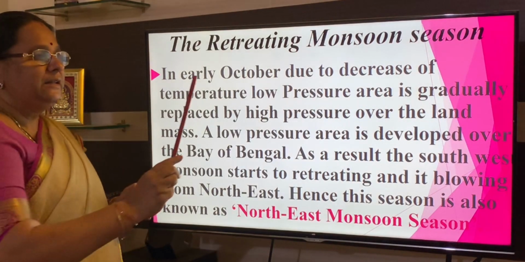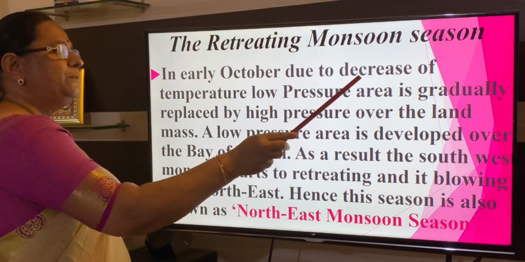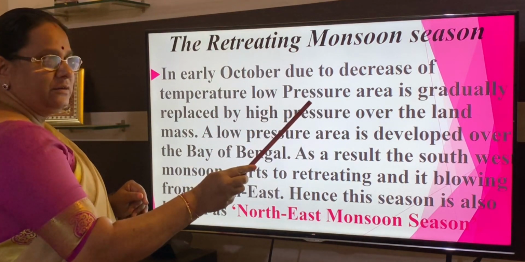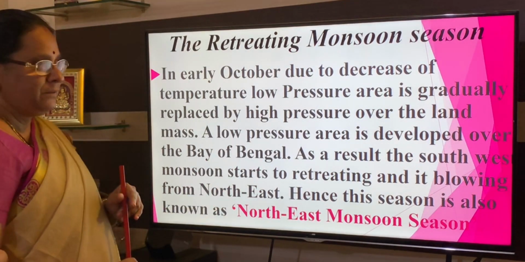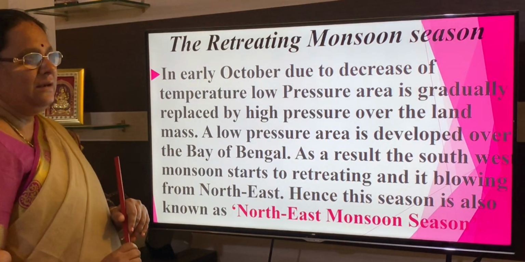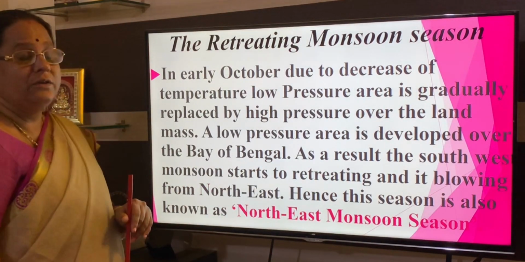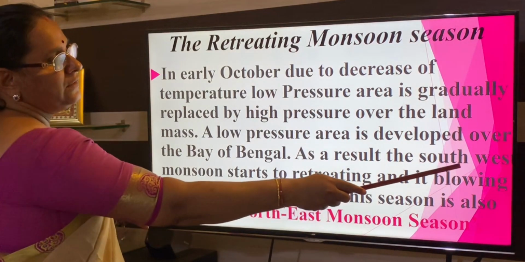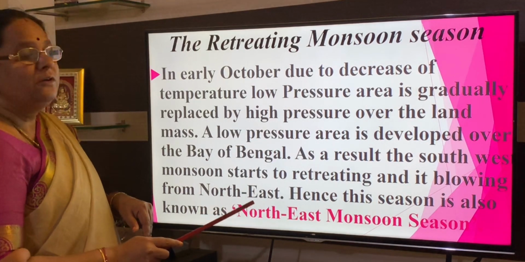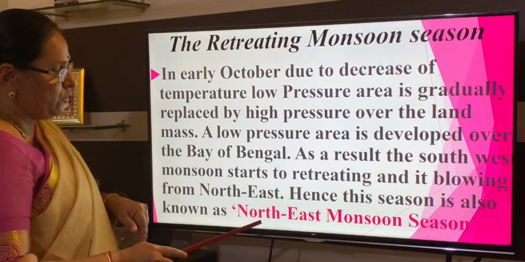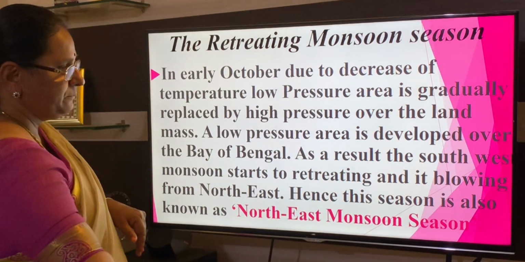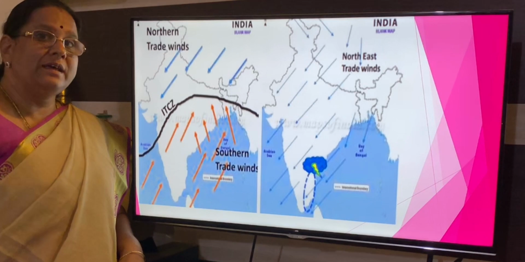Is that clear, sir? In early October, what will happen? Low temperature will be developed, with that, low pressure in the landmass. The next one is on the water body, you will see high pressure on the Bay of Bengal. Due to this, the wind which was blowing in the southwest direction will change its direction and start moving towards northeast. So, the season can also be called the northeast monsoon season. This picture will help you to understand better.